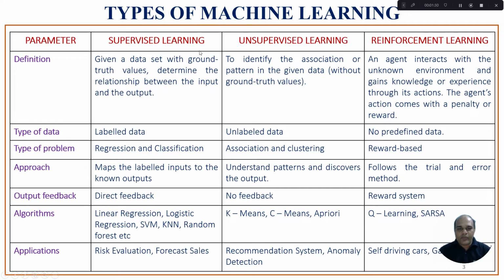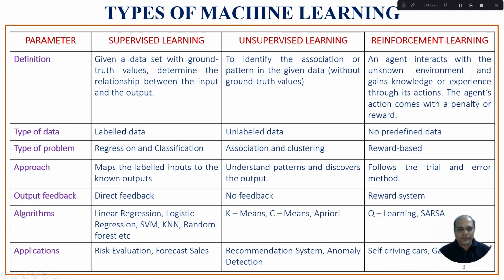In the case of supervised learning, we have a data set with the ground truth values. Each and every data point is associated with a label or ground truth value. Using this, we can determine the relationship between the input and the output. A relationship between input and output can be obtained if I know the data with its ground truth value. So the type of data in supervised learning is labeled data. Each and every data point should have a label.